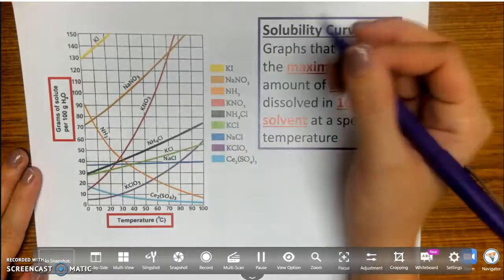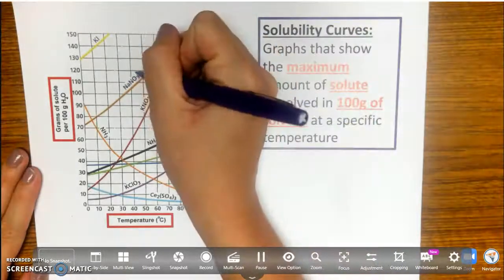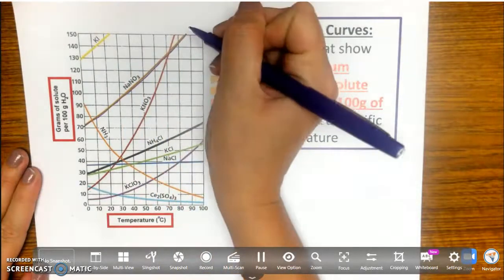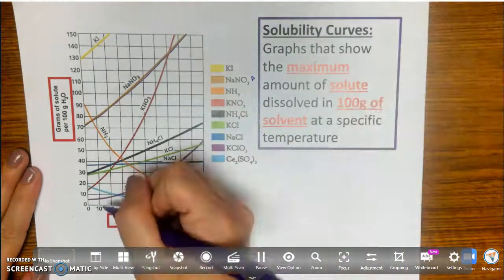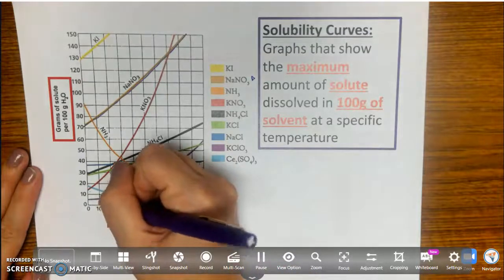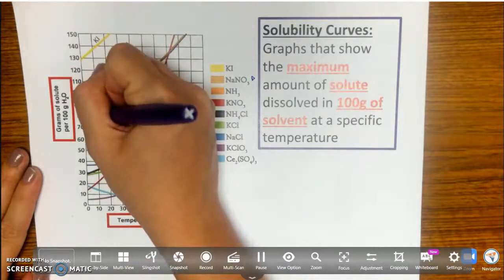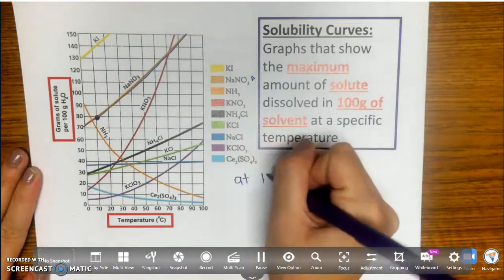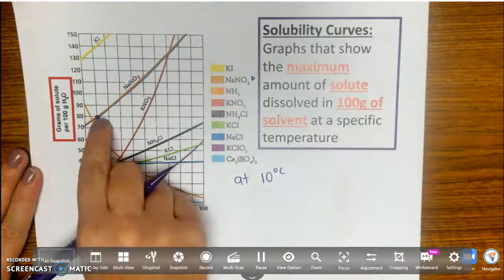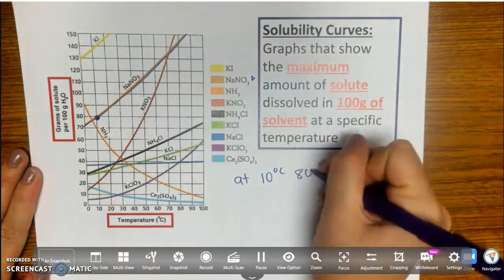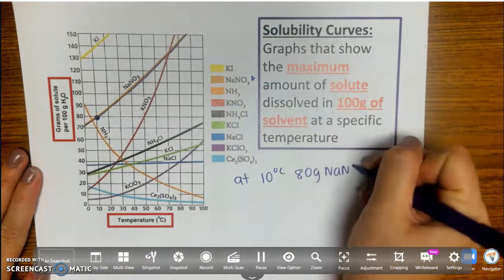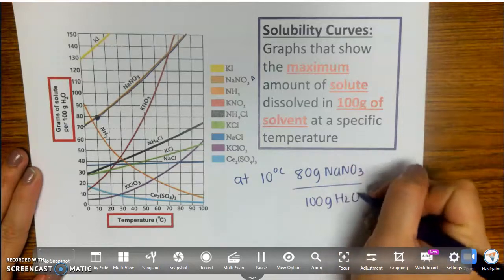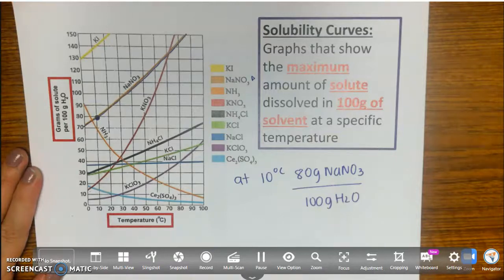Let's look at the sodium nitrate, which is this one right here, this line. What this graph tells me is, let's just pick a temperature, so 10 degrees. At 10 degrees, sodium nitrate is right here. And so that tells me at 10 degrees Celsius, I can have, what is that at? 80 grams of sodium nitrate dissolved in 100 grams of water. And that's how you read this graph.